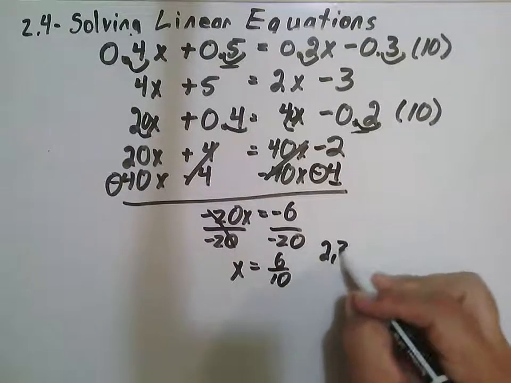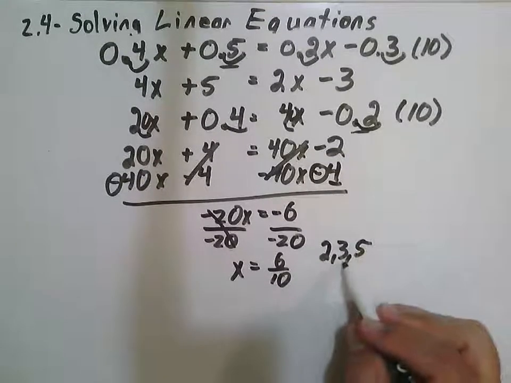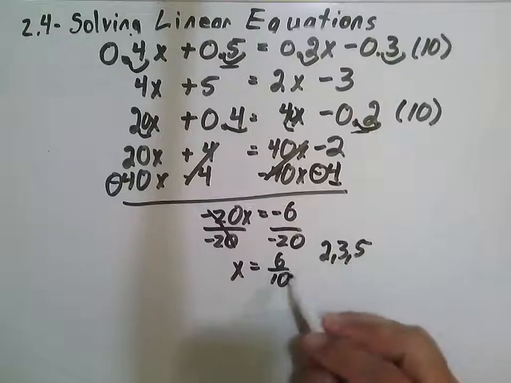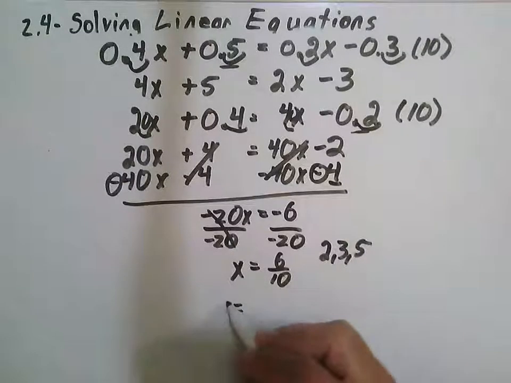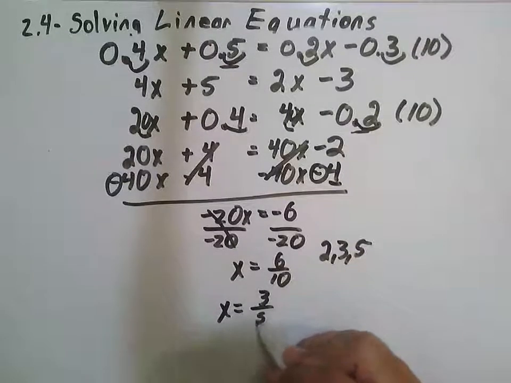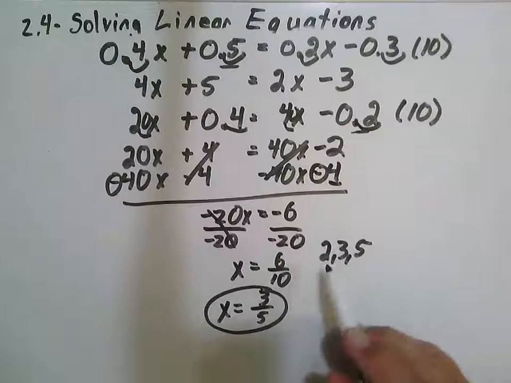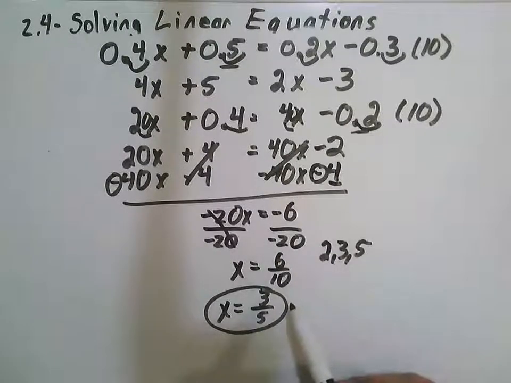And then I'll see if this will break down or factor down into my magic numbers of 2, 3, and 5. And it will. Both of those are divisible by 2. So this becomes 3 over 5, and this will be my final answer. So obviously this would be one of the harder ones that you would come up with.